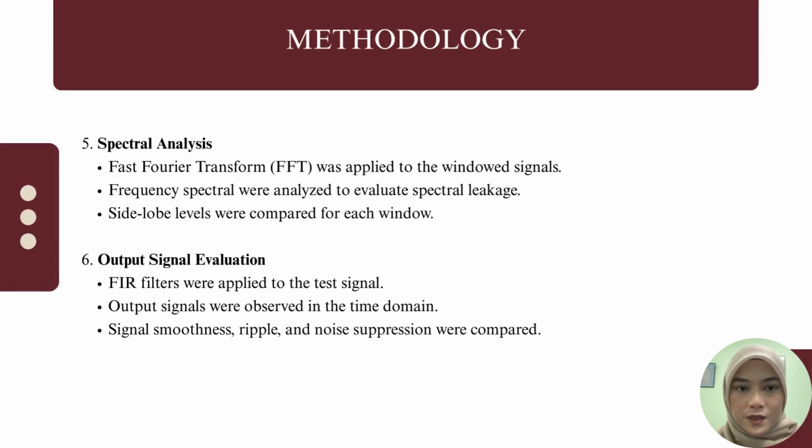Number 5 is spectral analysis. First, the Fourier transform was applied to the window signal. Frequency spectra were analyzed to evaluate spectral leakage. Side lobe levels were compared for each window.